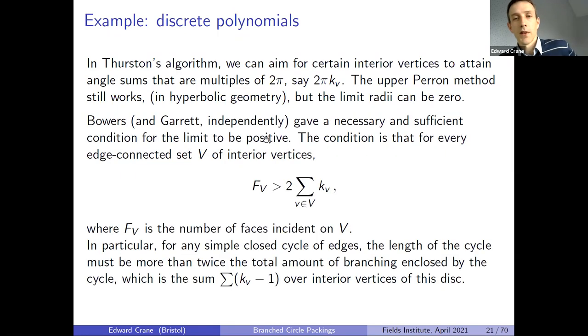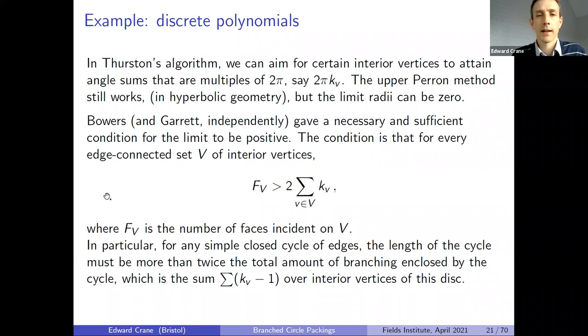And so Phil, and I think there was another paper that gave the same criterion independently by Garrett. He came up with a very nice necessary and sufficient condition for the limit to be positive everywhere. So it says, if you have an edge connected set of interior vertices, that's capital V, and you count the faces, this is FV, the number of faces incident on that set, that number of faces must be at least twice the total amount of valence of the vertices in the set V, so the sum of these KVs.